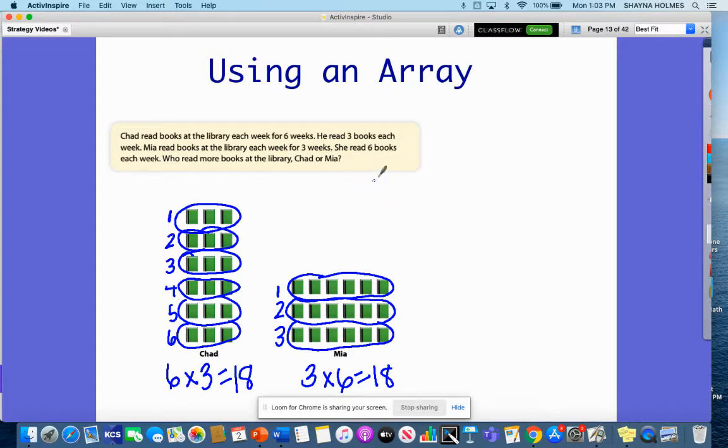What if I wanted to read 18 books, but I wanted to do it in 2 weeks? So I'd have week 1 and then week 2. How many would I have to read in each of these for each week in order to read the exact same amount as Chad and Mia? I'll give you a second to think about that.